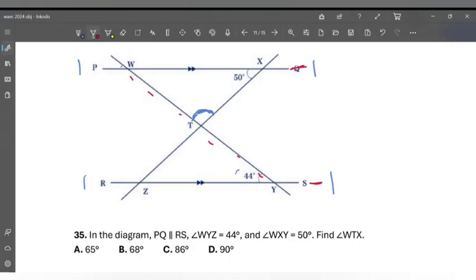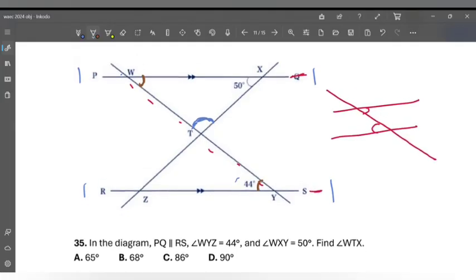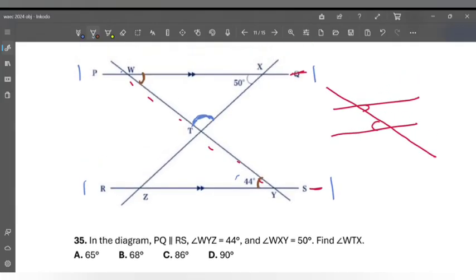So when a line cuts across like that, alternate angles are formed. So if I have a parallel line here, I have another parallel line here, and I have a line that cuts across those parallel lines, the angle that is formed this way is always equal to this angle that's formed here. All right, so that's alternate angles. So this angle, 44, is alternate to this angle here. So it means this angle TWX is 44 degrees as well, because it's equal.